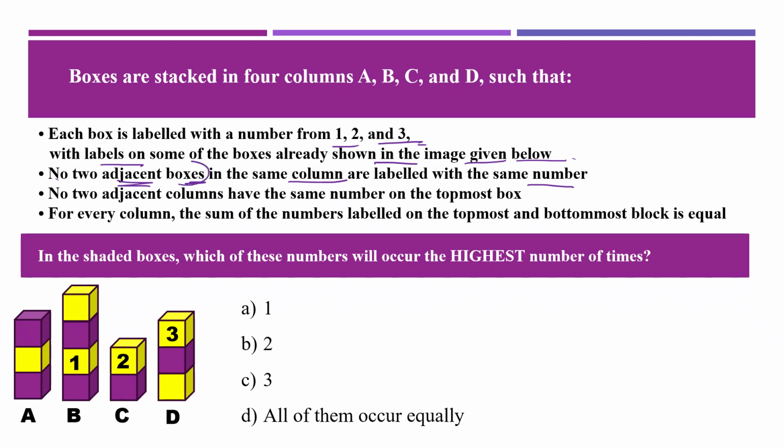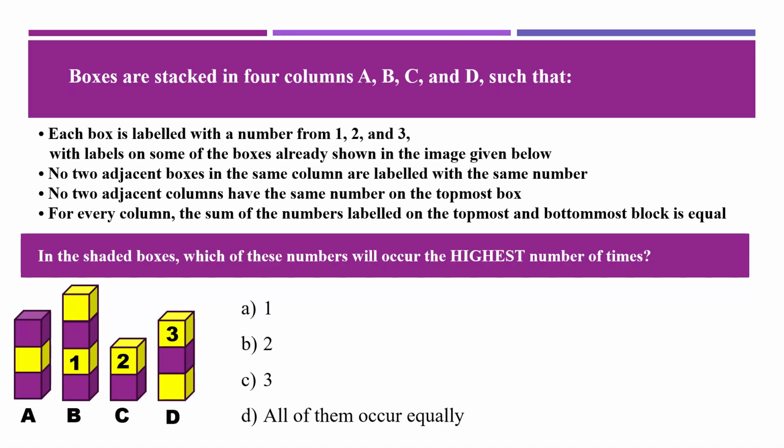No two adjacent boxes in the same column. Okay, so 3 is already taken here. I will be able to write 3 as adjacent boxes cannot be labeled the same. Okay, done. No two adjacent columns have the same number on the topmost box. Since here it is 2, we won't be able to write 2 on this, as the topmost boxes of adjacent columns cannot have the same numbers.